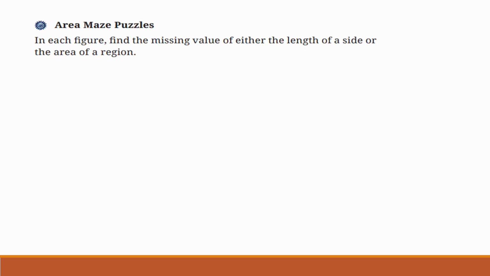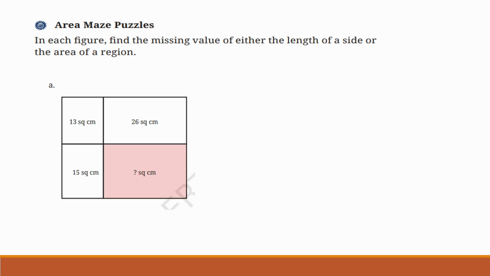Area maze puzzles. In each figure, find the missing value of either the length of a side or the area of a region. See this figure. First region, it is 13 square centimeter. So 13 means 1 by 3. See, length is 13 and width is 1. That is 13 by 1. That is 13 square centimeter.